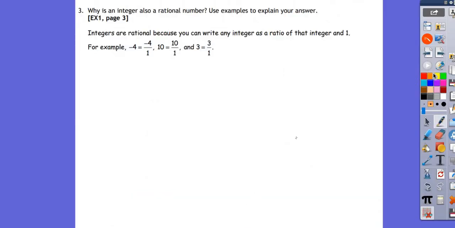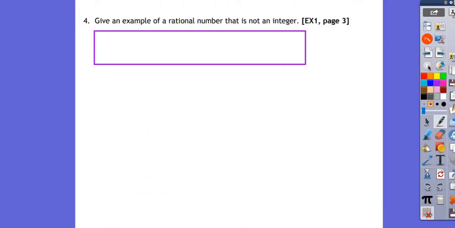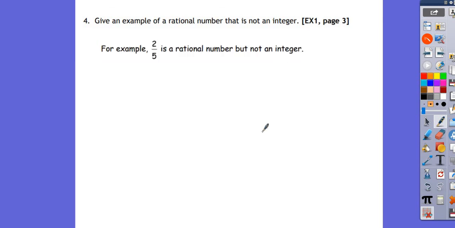So going to question 4, it asks us to give an example of a rational number that is not an integer. We looked at a few of them. One example that I have here is 2/5. It is a rational number but not an integer because 2/5 is written as the decimal of 0.4. And that's not a whole number, which means it can't be an integer.